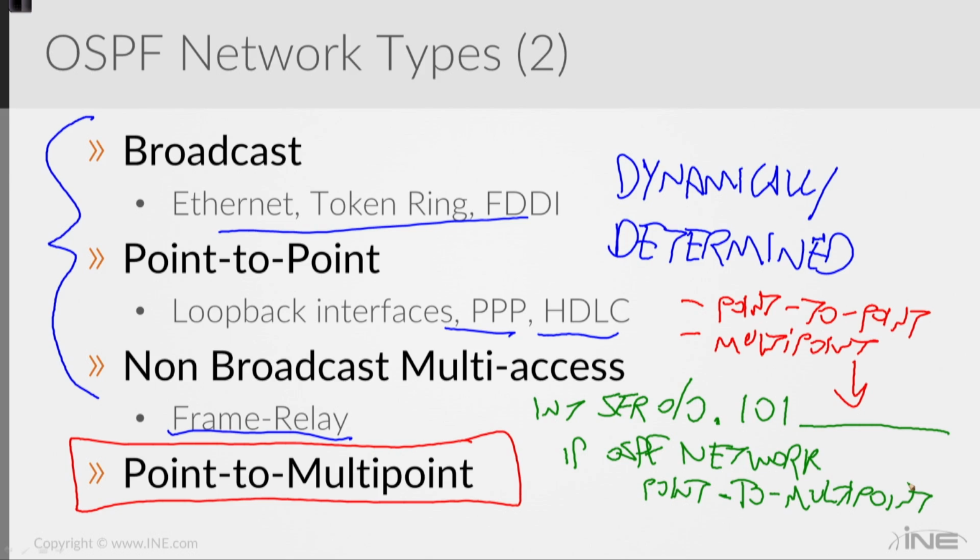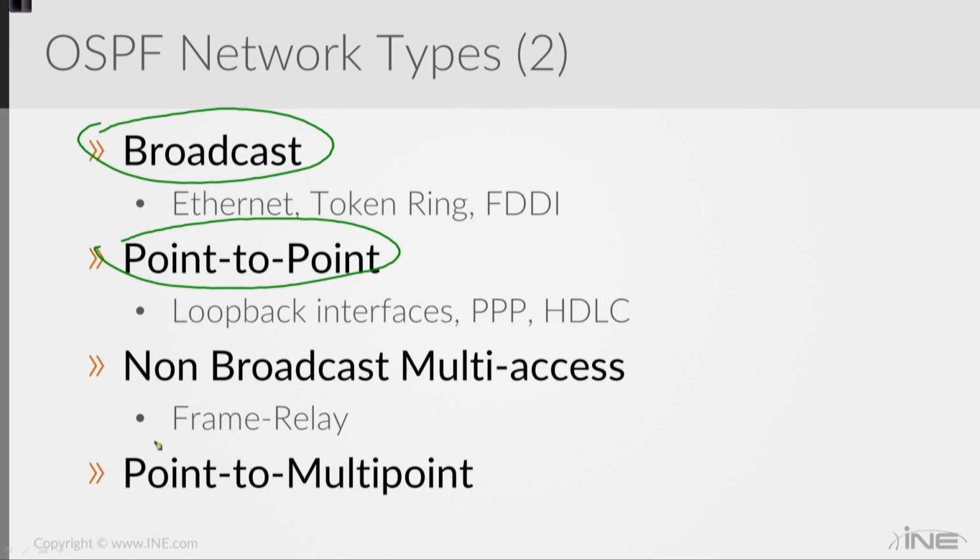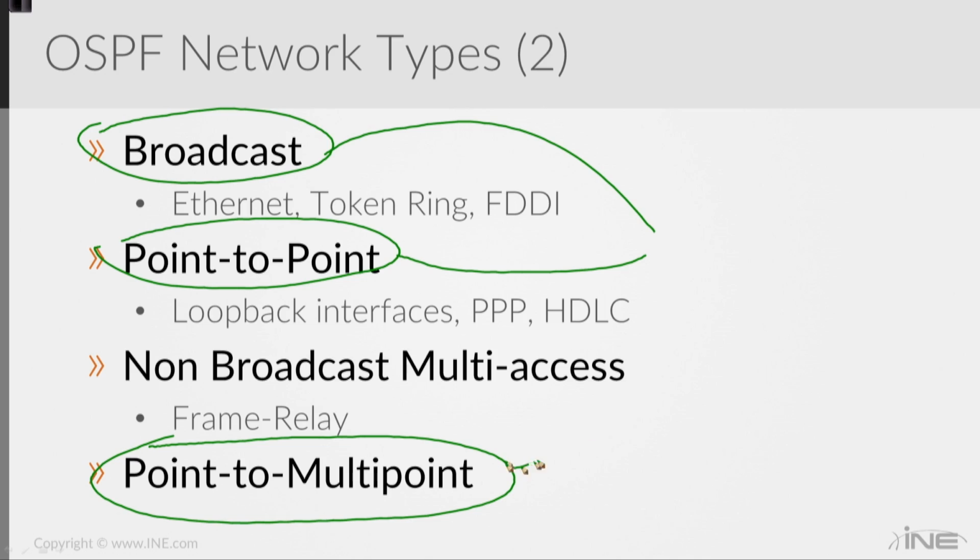One additional thing I want to say about these network types before I leave this. Of all of these network types, broadcast, point-to-point, and point-to-multipoint all allow for dynamic neighbor discovery.